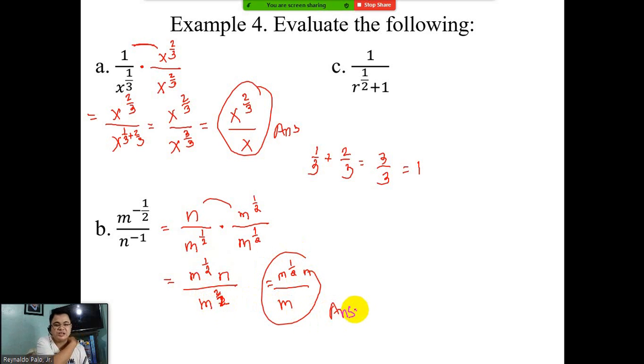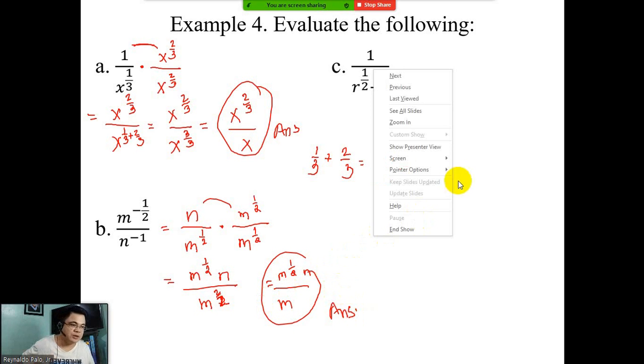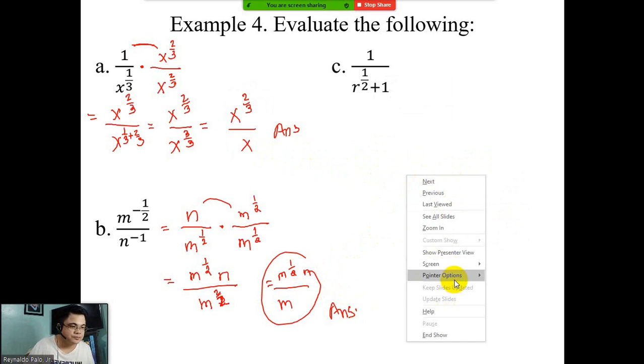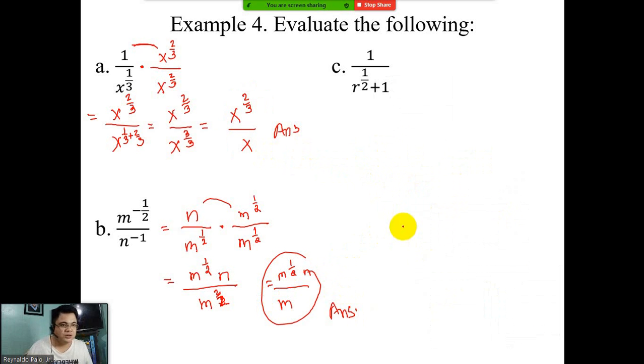So as you can see, the rational exponent on the denominator was omitted. Next, let's have the last example, but first we have to erase this so that we can have enough space. So let us answer C, 1 over r raised to the power of 1/2 plus 1.